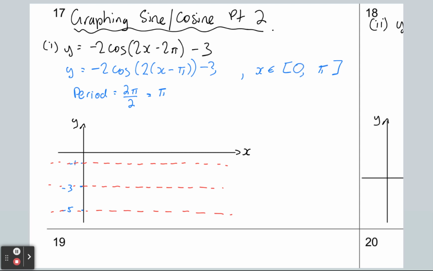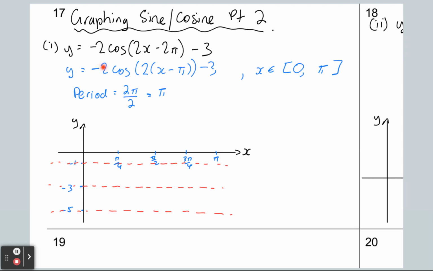We've got from 0 to pi here, and I'll just plot it in to pi here, like so. Now I halve and halve again like we've been doing with the other graphs. So half of pi is pi on 2. Half of that again is pi on 4, and this is 3 pi on 4 as well.